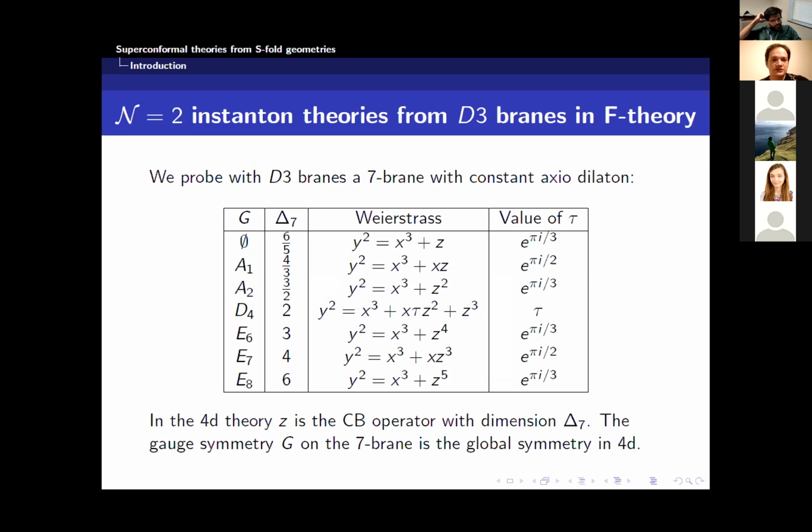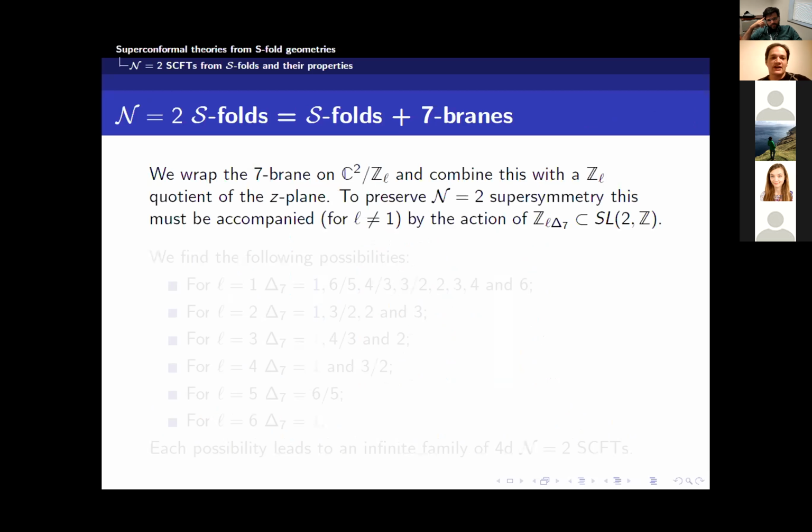And Delta 7 in this context is just interpreted as the scaling dimension of the Coulomb branch operator. Okay, so this is the review of the 2 basic ingredients. Now we are just going to combine them. This is done essentially by performing a quotient of the various setups I showed before. This is explained in detail in the first of the 4 papers.